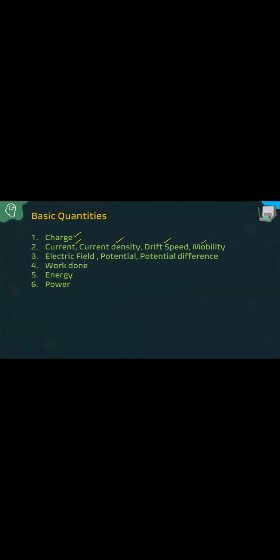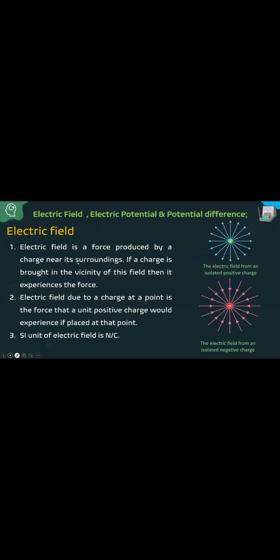Now we have to see what exactly electric field is, what is potential difference, what is the work done, what is energy, and what is the power. Students, we know that if you take any charge, it may be a positive charge or a negative charge. Surrounding this charge, it produces some force.